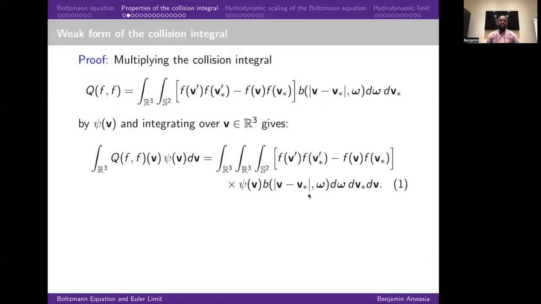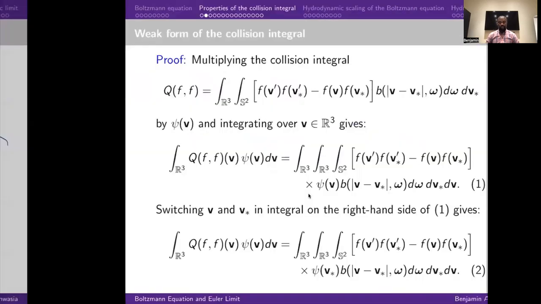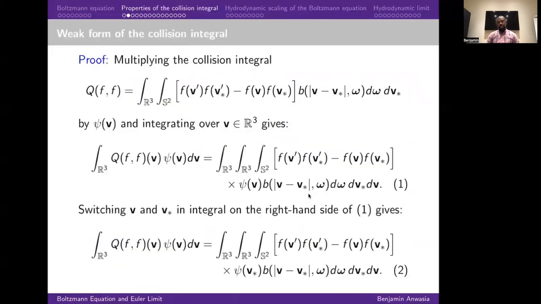Now, switching v and v star in the integrals on the right-hand side of this equation, that is in this integral, we obtain equation 2. To obtain equation 2, the fact that the collision kernel is invariant by switching v and v star has been used, together with the fact that f of v prime, in particular v prime, transforms into v star prime, while v star prime transforms into v prime by switching v and v star.